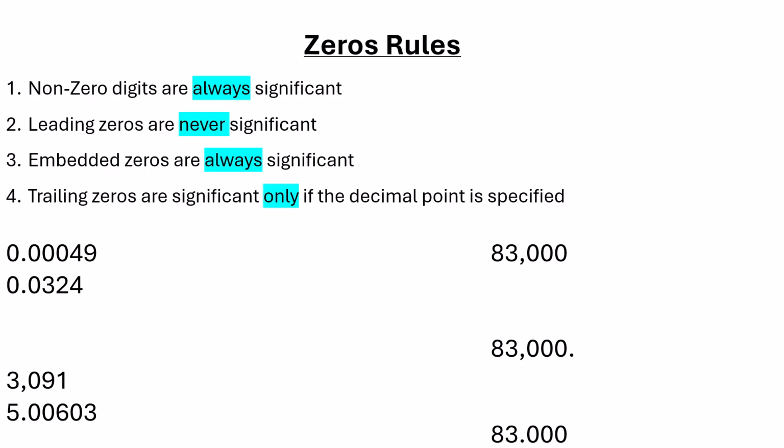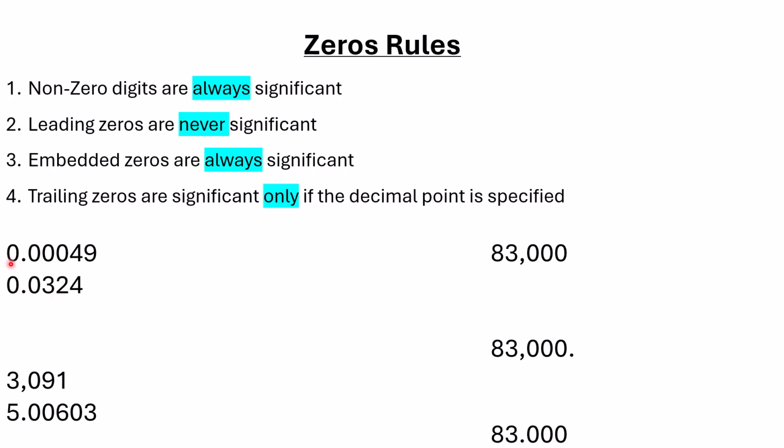There are 6 main rules that help us understand significant figures. The first 4 rules have to do with zeros. Rule number 1 states that non-zero digits are always significant. Rule number 2 states that leading zeros are never significant. The third rule is that embedded or sandwiched zeros are always significant. And the last zeros rule is that trailing zeros are only significant if the decimal point is specified. Let's look at some examples to understand the concepts.